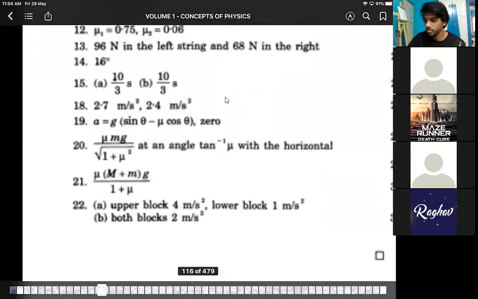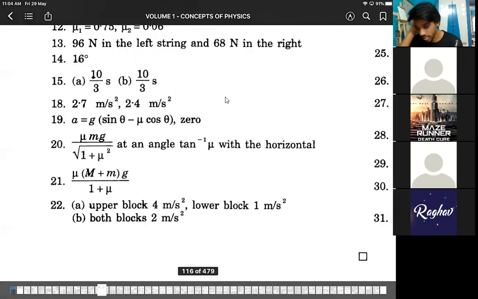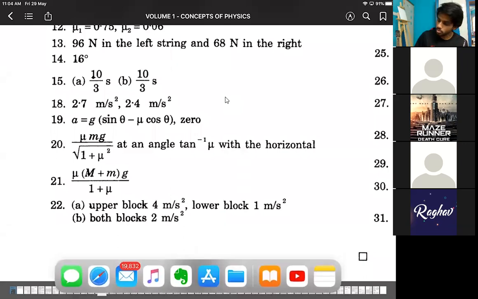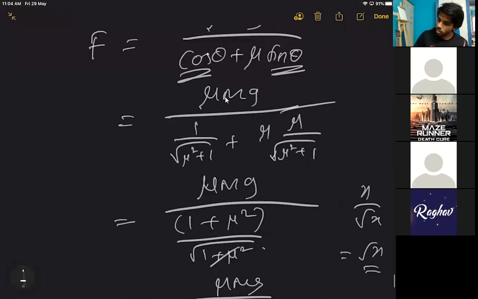Sir, can you check the answer? Show me that last step, sir. Yeah, just check the answer. Make sure you get the answer right. Mu mg by root over 1 plus mu square at an angle tan inverse mu. Okay. Yeah, check it. Like what do you want to check?